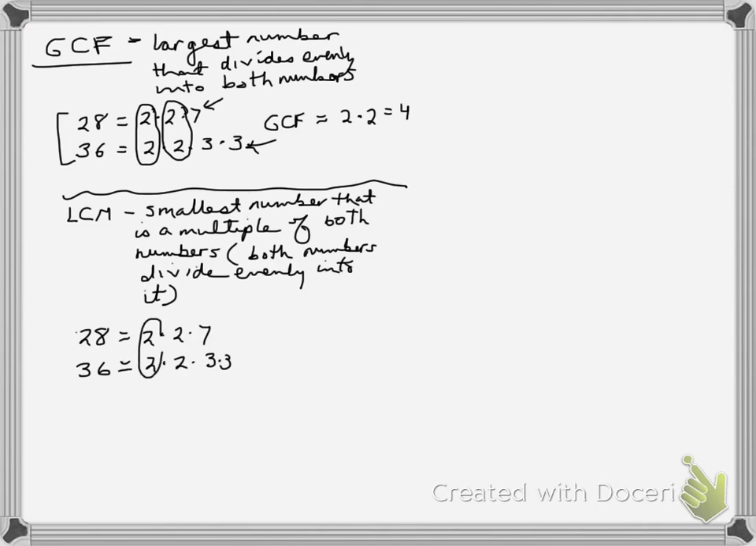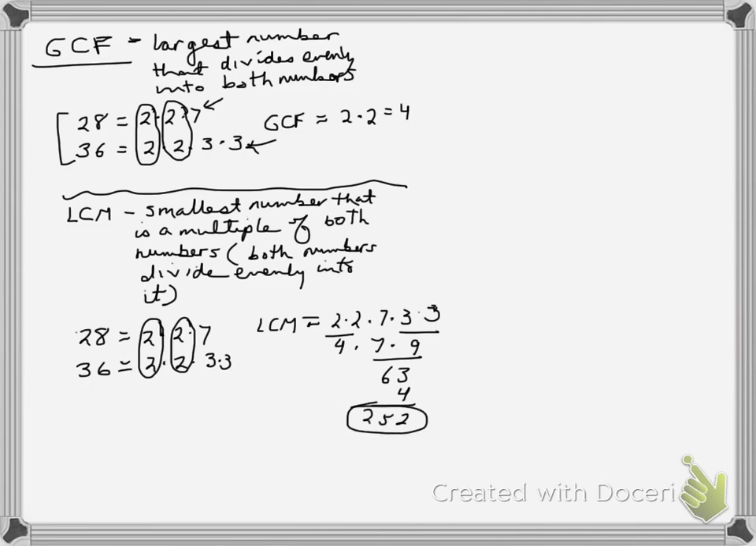Well, again, I'm going to identify what they share in common, and now the least common multiple is everything they share in common. They share 1, 2, and another 2. They share a 7, and they share 2 3s. So if you multiply all of that together, you can use your calculator if you want, or you can just multiply it out. This would be 7 times 9, or 63, times 4. So my least common multiple is 25.